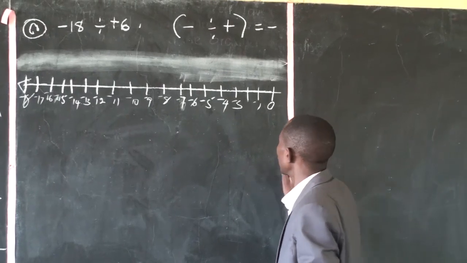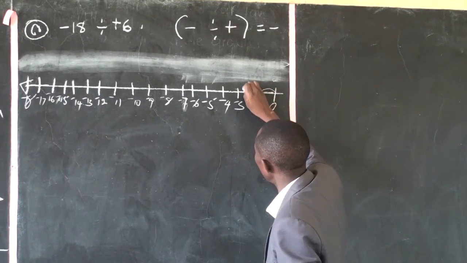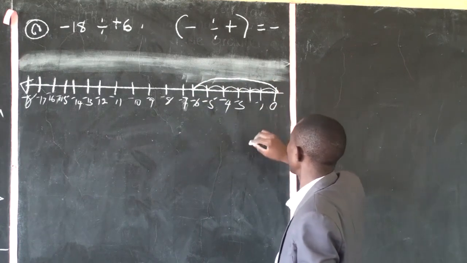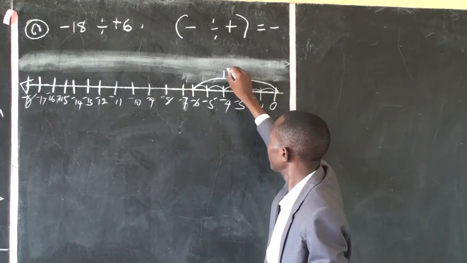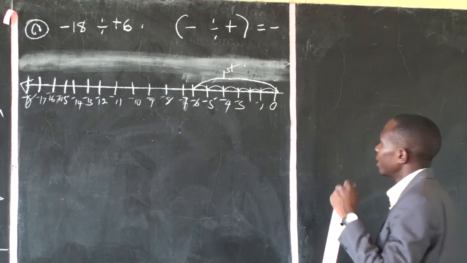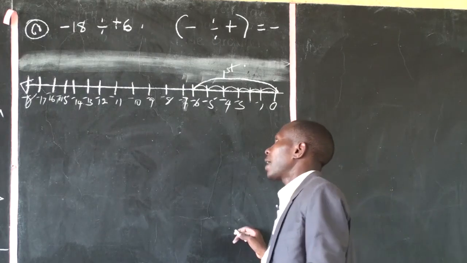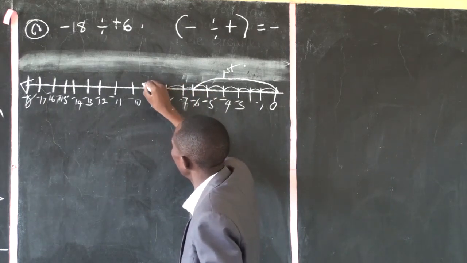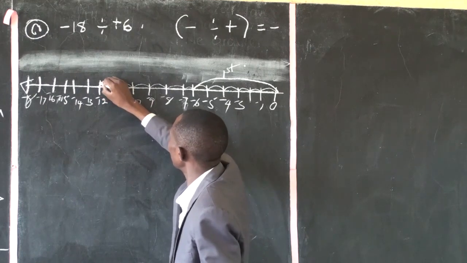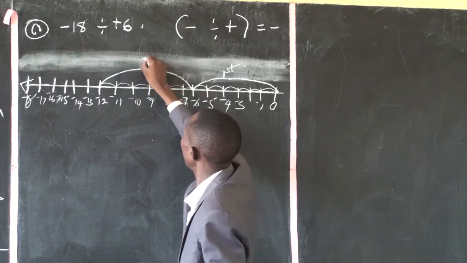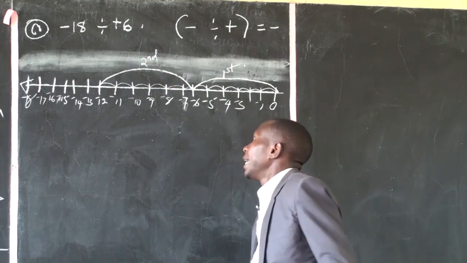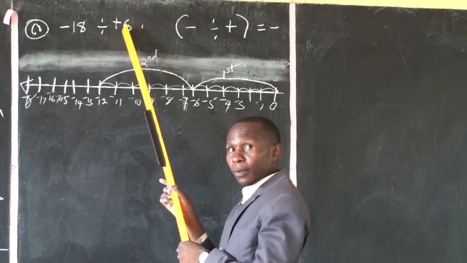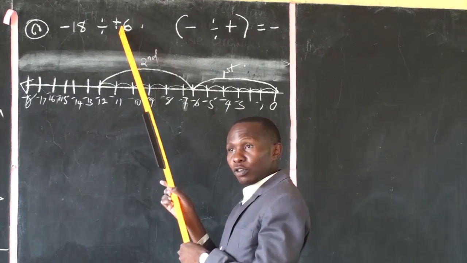Intervals of 6. So from 0, I will say 1, 2, 3, 4, 5, 6. Then from there, I will say this is the first interval. We have not reached 18. I will continue until I reach 18. So I will say again 1, 2, 3, 4, 5, 6. Then I will say, this is again the second interval. We are making intervals of 6. From there, I will continue.